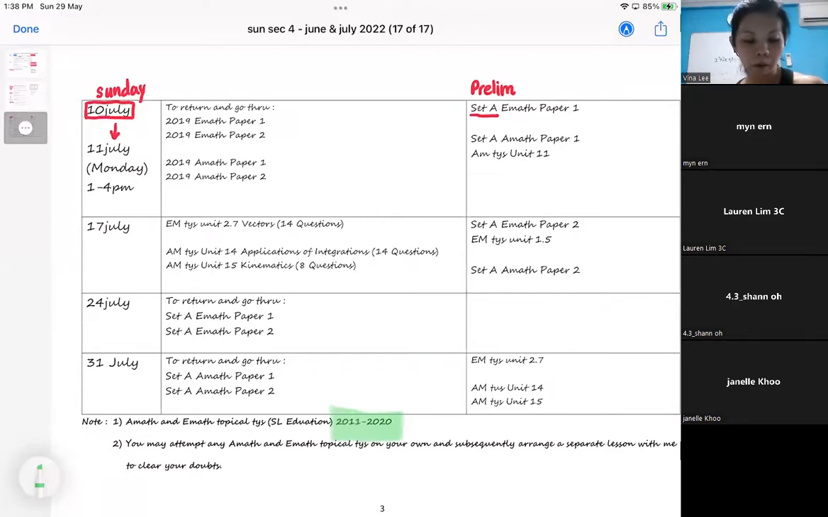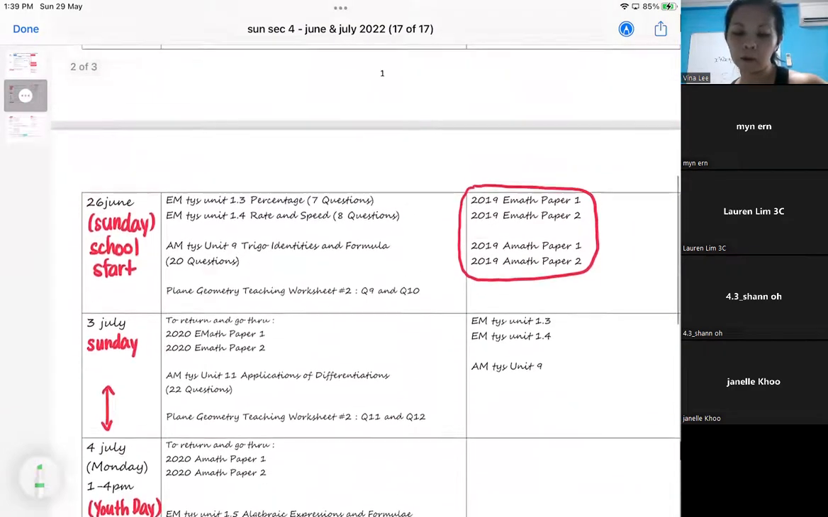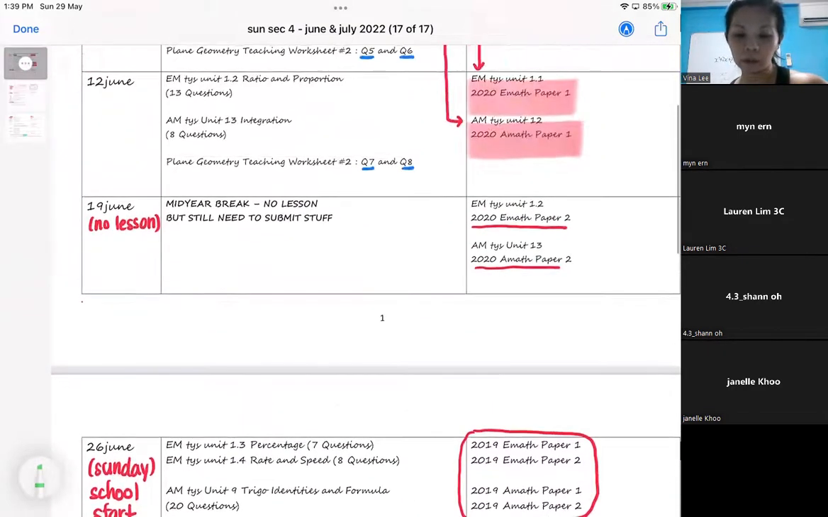I plan all the way until end of July, and we see whether we have any spillover. From past years' experience, sometimes there's a bit of spillover. By the end of July, usually you will go for your first or second prelim, depending on your school. Hopefully by then you will have finished one full set of prelim papers and 2 full years of O-level papers.